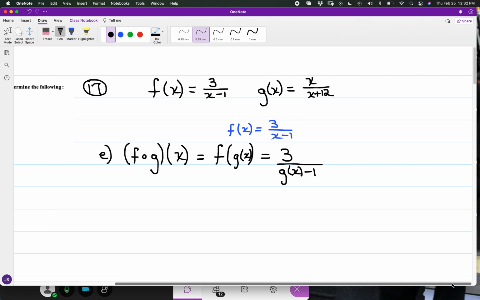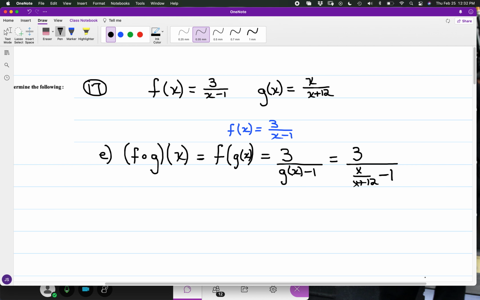And now the input function is going to be a fraction. Once I specify what g of x is, you have 3 over the input minus 1, and translating what I have for g of x, we had the variable expression x all over x plus 12, minus 1. So here I have a bit of a complex fraction. So I have 3 all over, and g of x, we have x over x plus 12, and then we have minus 1.